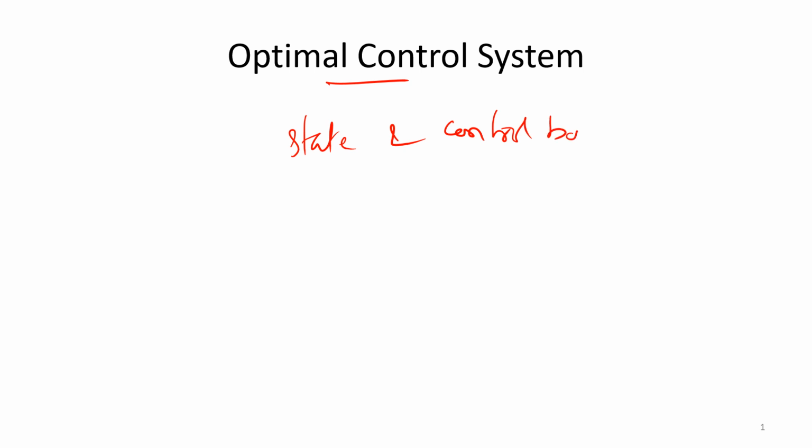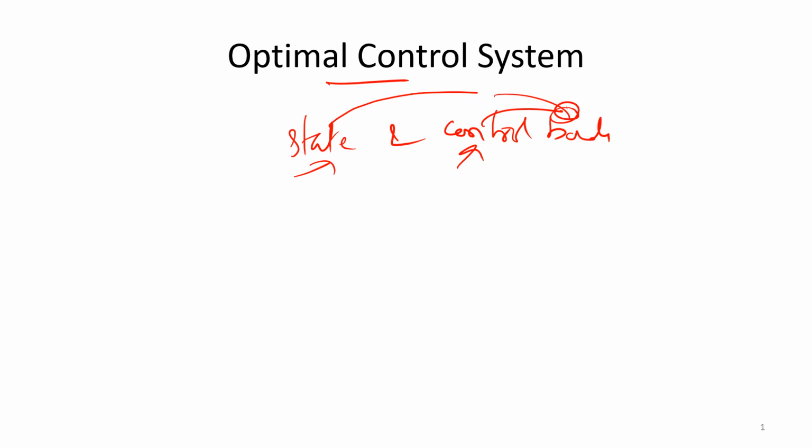So what is the meaning of state and control bounding? These are the state variables, and this is the control variable. So we have the opportunity to bring the state variables and the control variables to be bounded. So this is the plus in this.